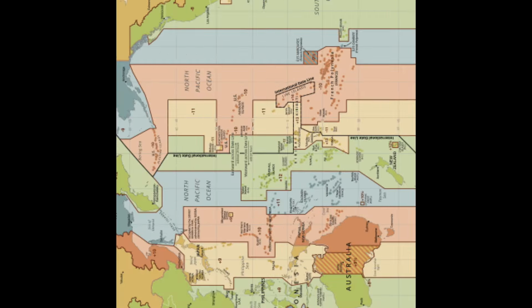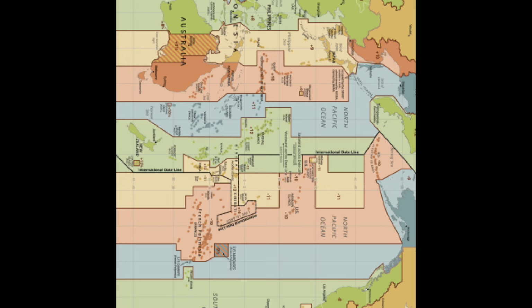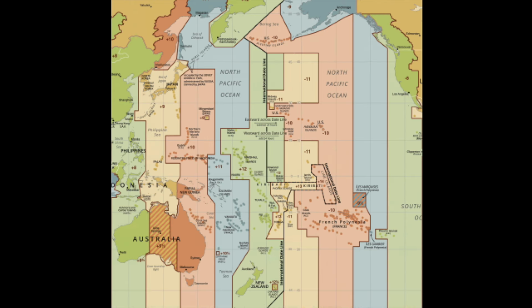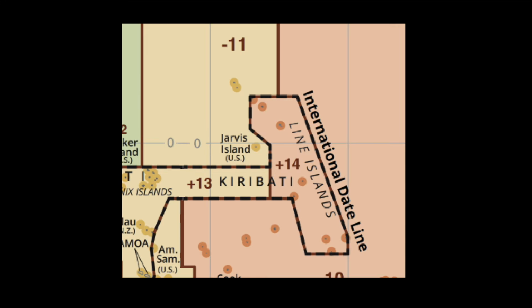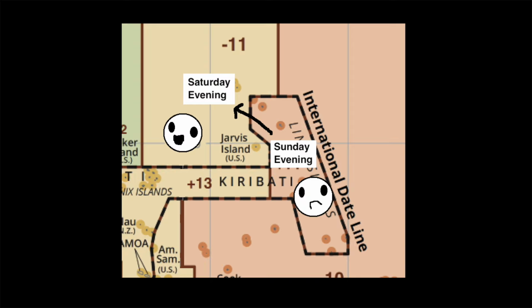My question is, how could you exploit this to do something ridiculous? And the answer to that is pretty straightforward, because right over here, between the Line Islands and Jarvis Island, is a time zone border that is also on the International Dateline, and together they create a 25-hour jump. So if you're over here, and it's Sunday evening, and you really don't want it to be Monday tomorrow, just hop across the time zone and you've jumped back to Saturday evening.